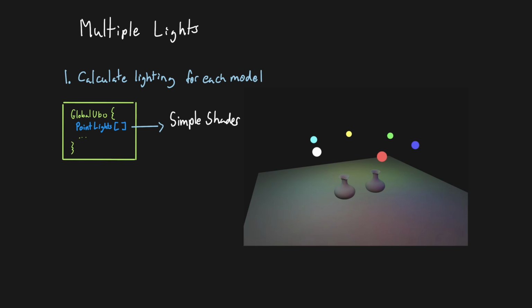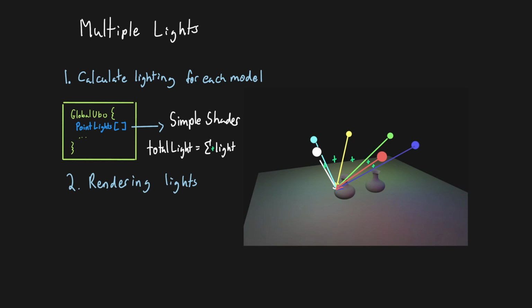The GlobalUbo struct will now contain an array of nested point light structures. The simple render system will still use the light information from the GlobalUbo to calculate the illumination for each model object, but now we'll need to loop through each light in the array, accumulating the total light intensity.